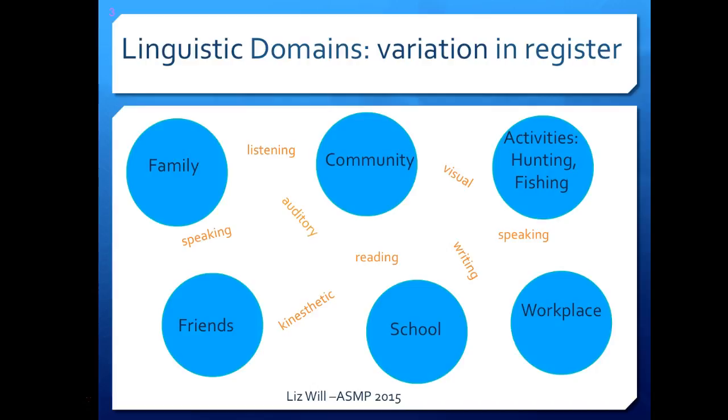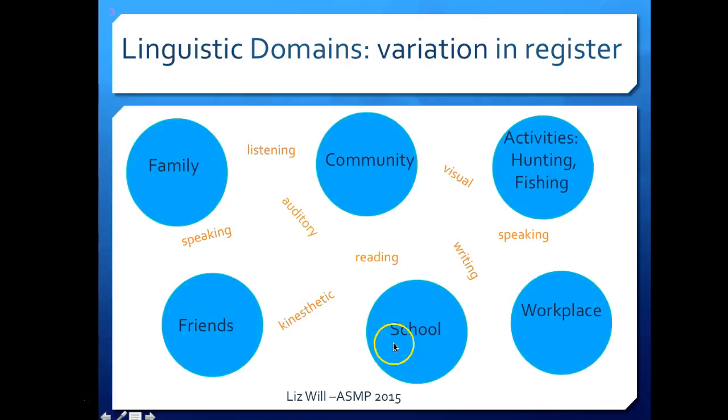So what does that look like in terms of language? You have students that come in that don't speak English, and you'll notice that we all have different ways of speaking depending on who we're with: family, friends, community, school, when we're out hunting and fishing, or in the workplace. And we do all these things: speaking, listening, auditory, kinesthetic, reading, writing, visual. All that language is specific to our culture. When a child comes to our classrooms from another world culture or even another local culture, they are learning a new domain of language.